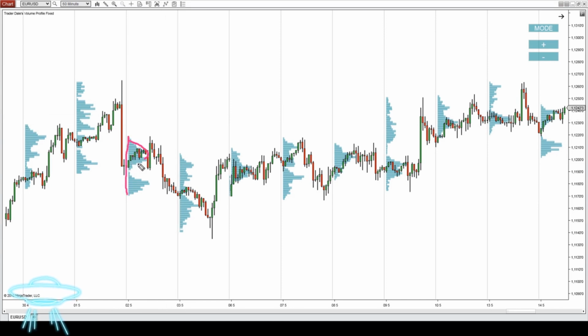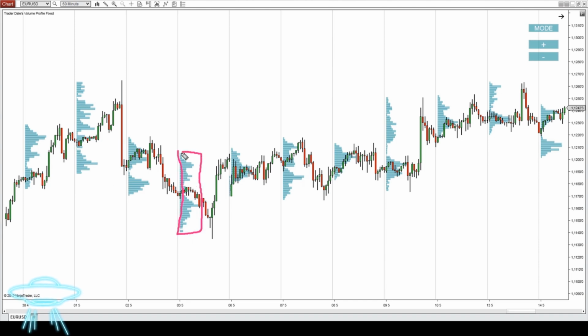Afterwards, there is this double distribution profile, which doesn't really tell you anything unless there is a D-shaped profile after it. If there was, then there was likely to be a rotation, alright? But there isn't a D-shaped profile after it, so it doesn't really tell us anything.